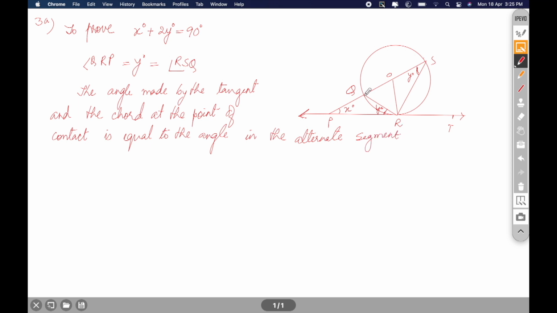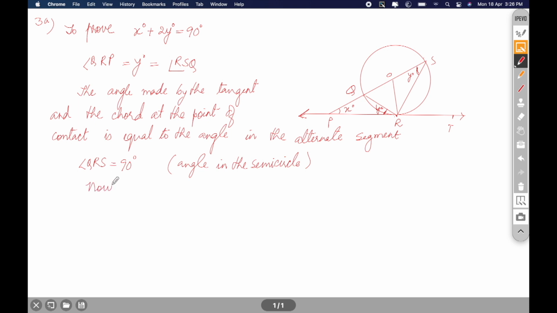So here this chord QR meets the tangent PT at the point of contact of the tangent R, and the angle in the alternate segment is angle RSQ. So these two angles are equal. Now also angle QRS equals 90 degrees because it is an angle in the semicircle, as you can see that SQ is the diameter where O is the center. So stating the theorem, whichever has been used, is very necessary.